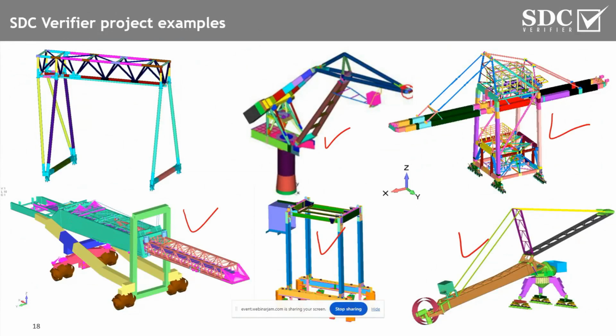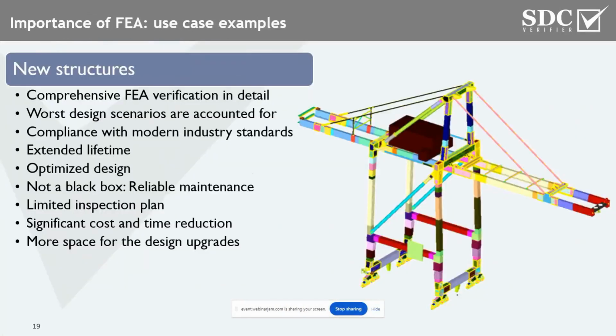So I would like to further touch on the importance of FEA with some use case examples. And of course, I would like to start with new structures. There are multiple recently developed standards, which are more harmonized, more specific, and which recommend following more detailed techniques, especially FEA. So what are the main advantages of using FEA in terms of new structures?